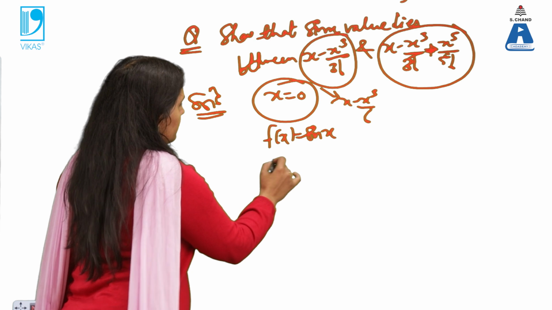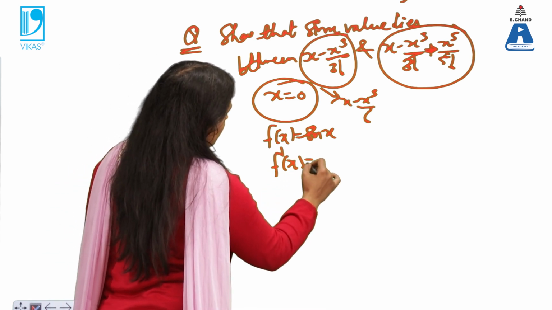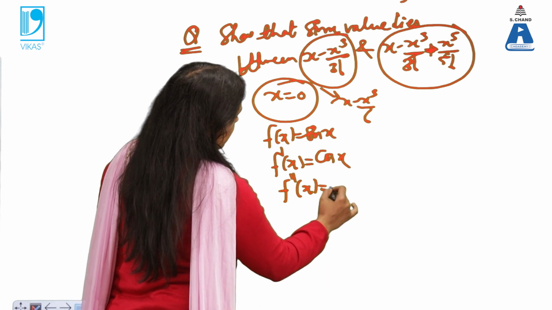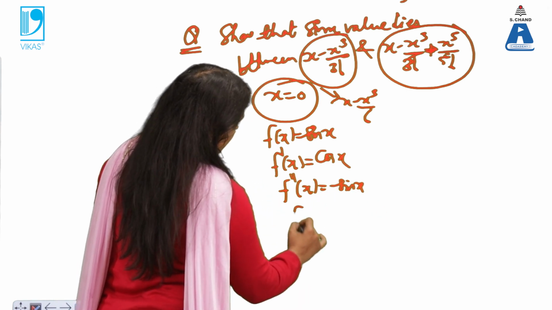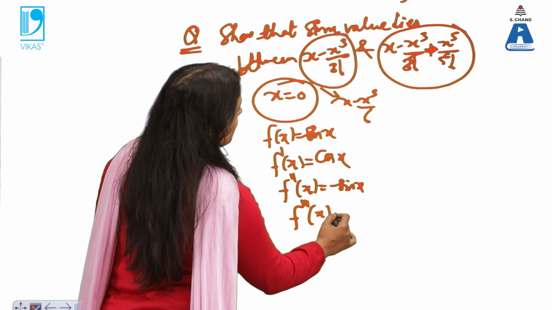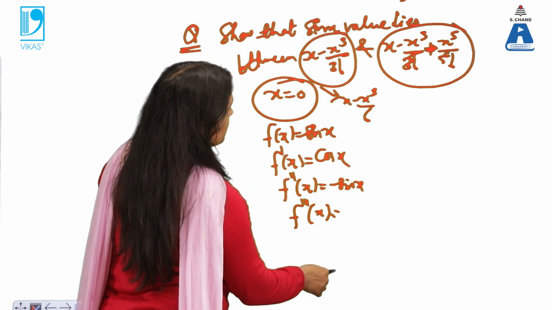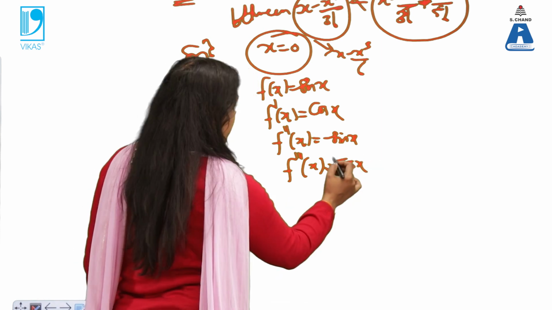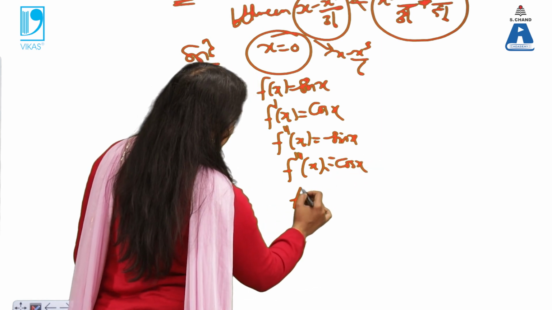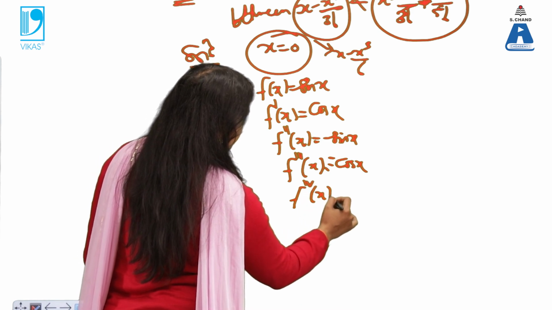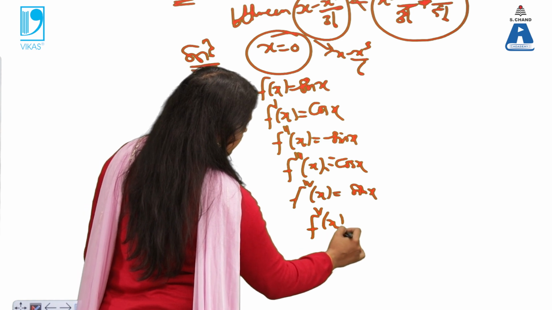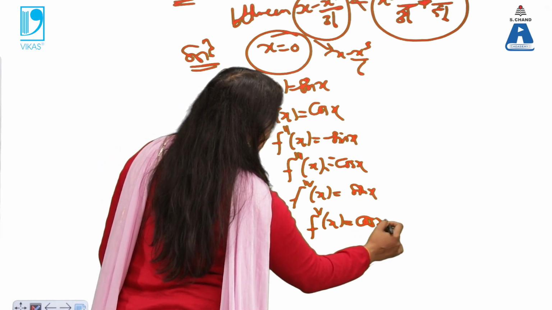What will be the derivative? Cos x. Second derivative minus sin x. And third, because I have to take it up till fifth, I have to write. It will be minus cos x. Then fourth will be sin x. Fifth will be cos x.